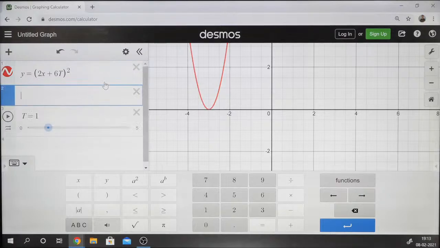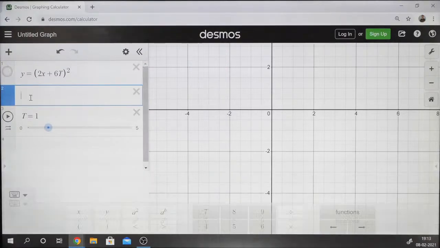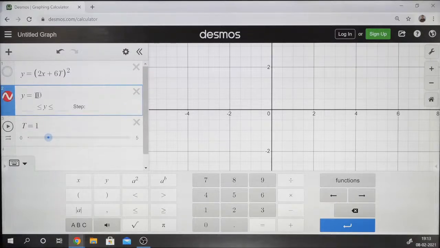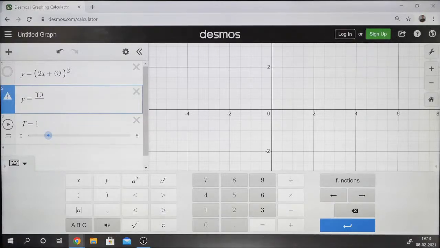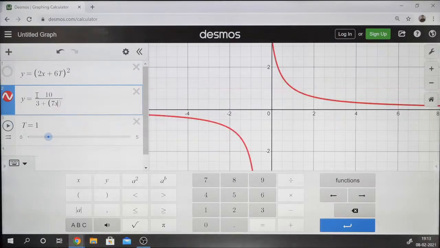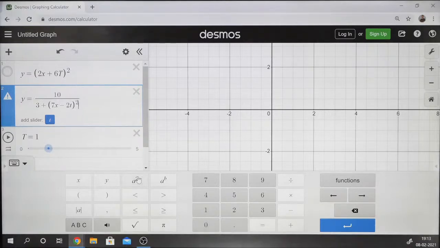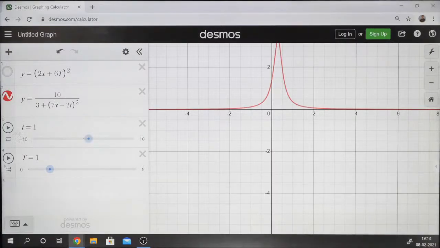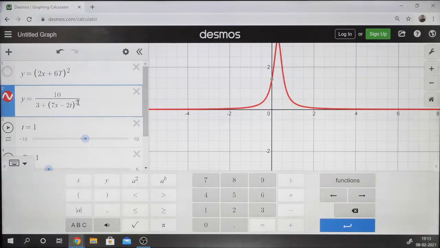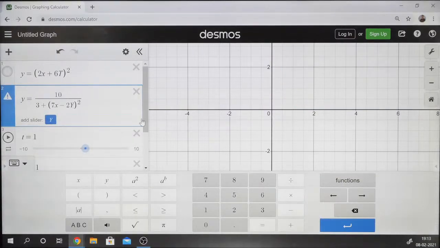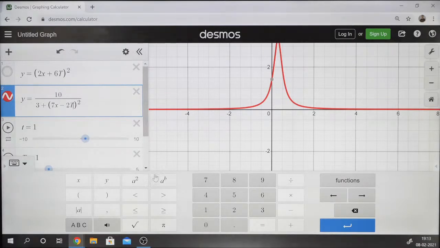Now I can alter the shape by choosing some other equation. Maybe some other crazy equation like y is equal to 10 divided by 3 plus 7x minus 2t, the whole squared, or something like that. I hope this is clear. Now, let me make this 1 second capital T. Okay, now it looks fine.